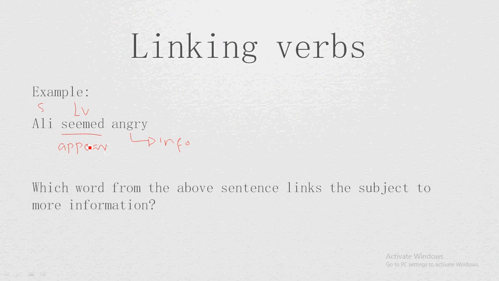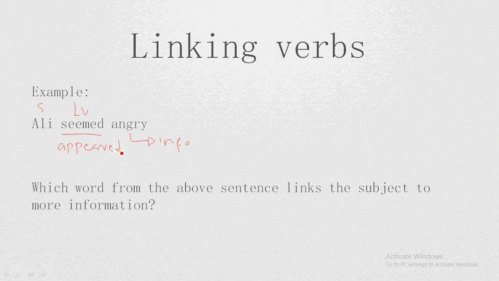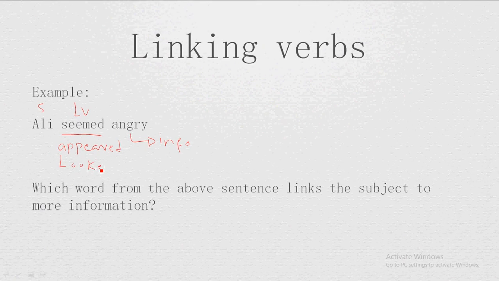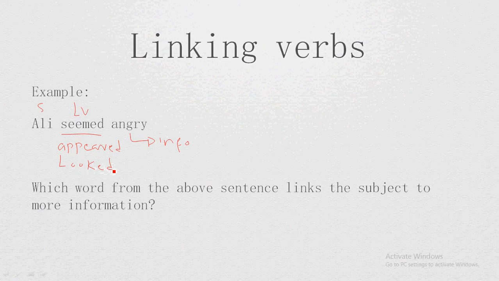Okay, that's how you know that you've got a linking verb. You can substitute it for other words that mean the same. So you can say Ali appeared angry, or Ali looked angry. Okay.